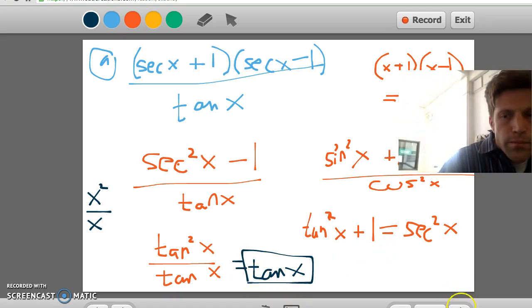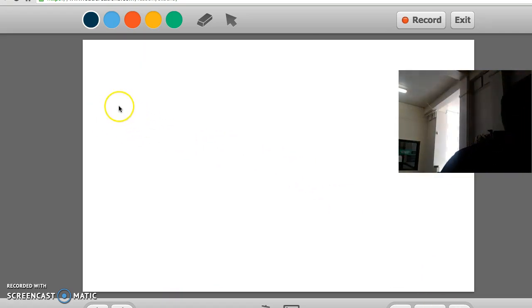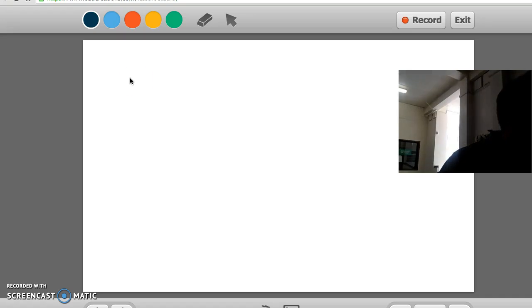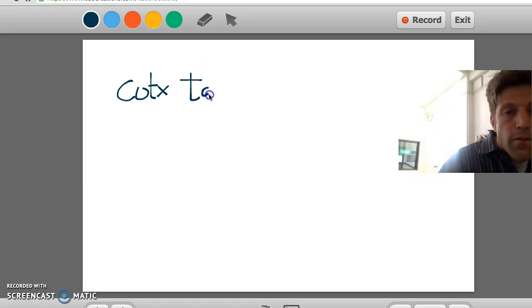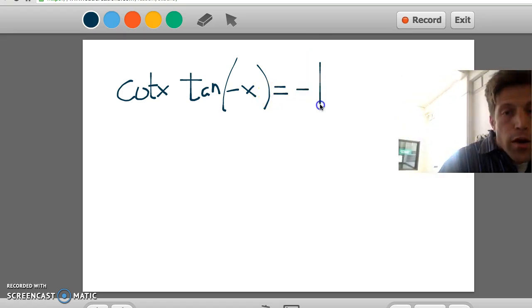All right. I may have time for one more. We'll do number 13. Cotangent x times tan negative x equals negative 1. All right, what do we see right off the bat?